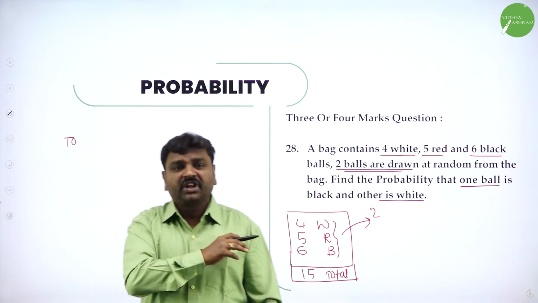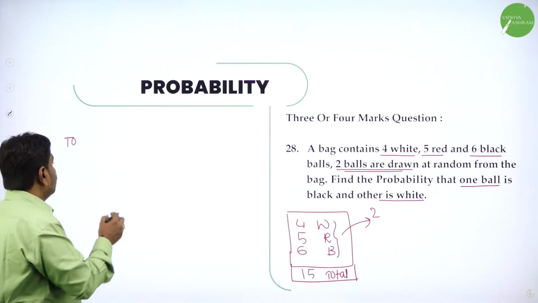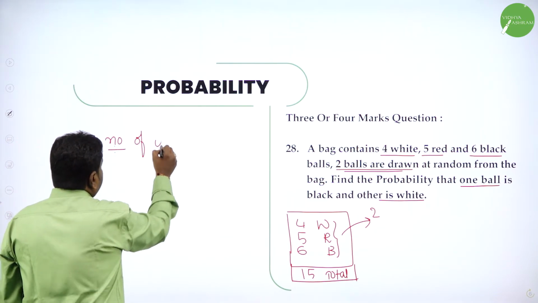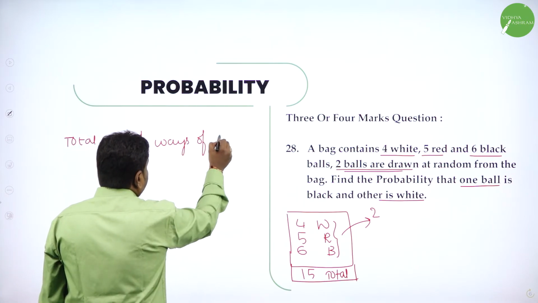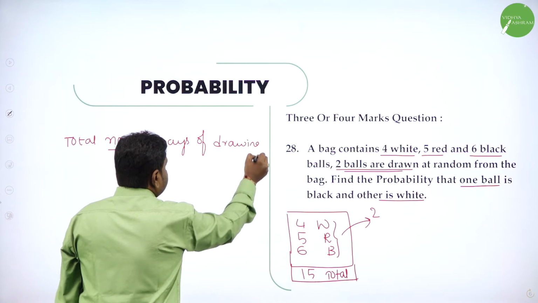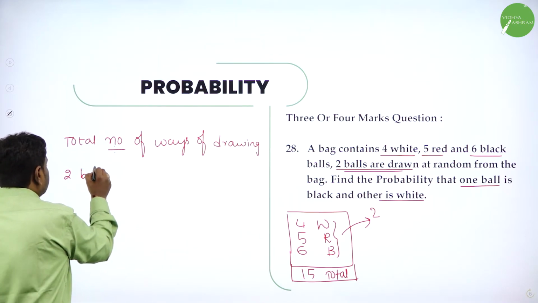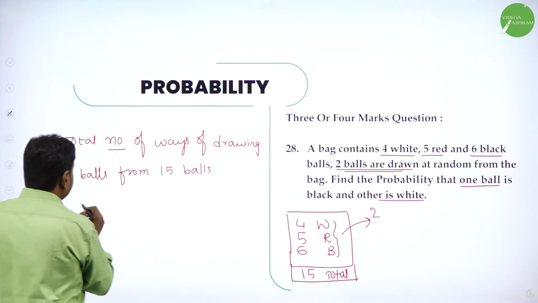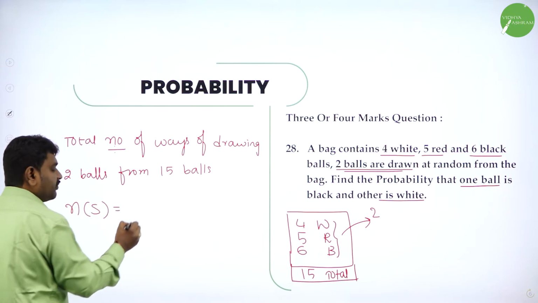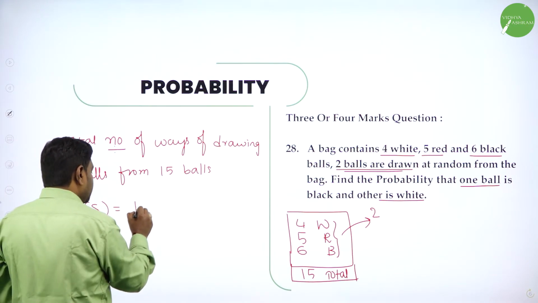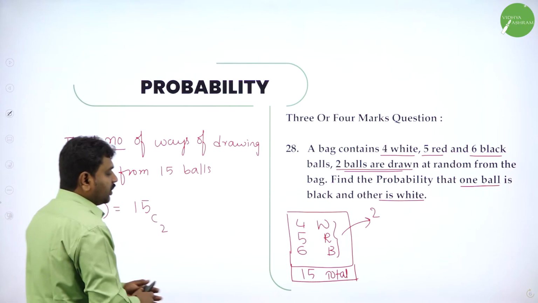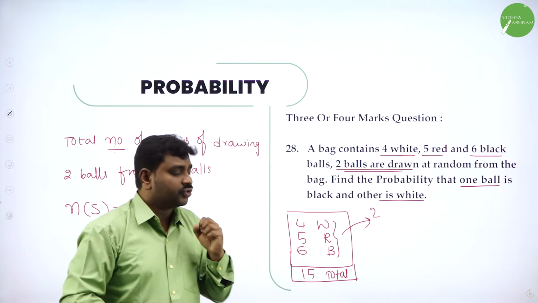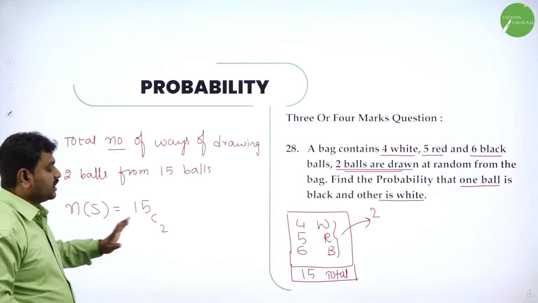So now there are 15 balls. How many total ways are there to draw 2 balls? So first, the total number of ways of drawing 2 balls, from how many? From 15 balls. We call it n of S. Total number of ways, n of S, is 15C2. Out of 15, selecting 2. Out of total 15 balls, I should select 2. So you know nCr. nCr means what? Out of n things, selecting r things. So the total number of ways, n of S, is 15C2.